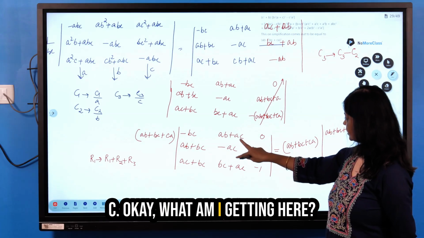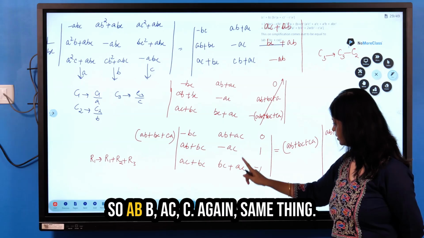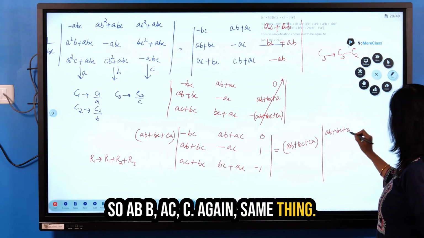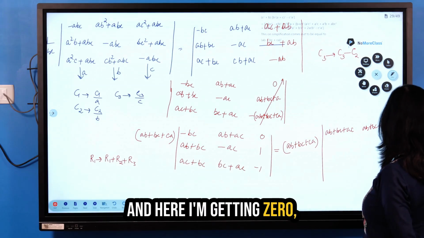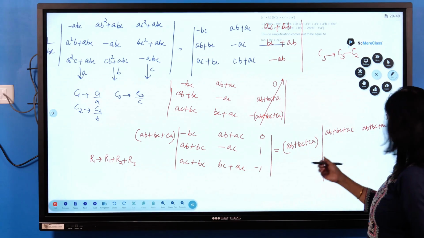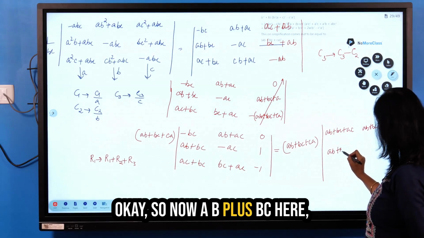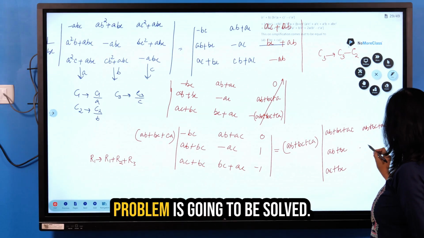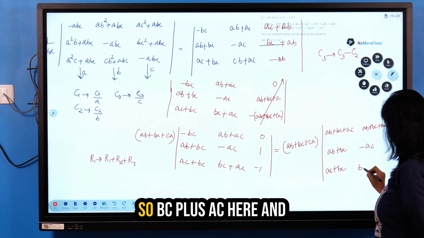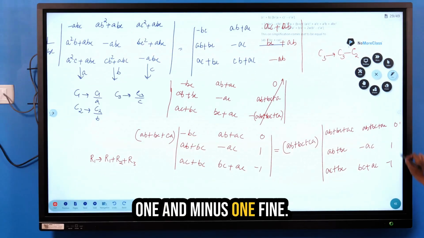Okay. What am I getting here? AB, AC. So AC gone. So AB, AC again. Same thing. AB, BC, AC. AB plus BC plus AC. And here I'm getting 0. So now AB plus BC here, AC plus BC here. Looks like our problem is going to be solved. So BC plus AC here. And 1 and minus 1. Fine.